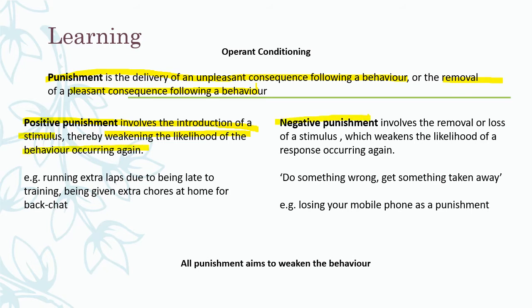Negative punishment involves the removal or loss of a stimulus, which weakens the likelihood of the response occurring again. So let's say, for example, you didn't study for your SAC and you got a bad score. Your parents find out, so they remove your phone, which you like, as punishment for your poor work. So all punishment weakens behavior. Reinforcement strengthens, punishment weakens.